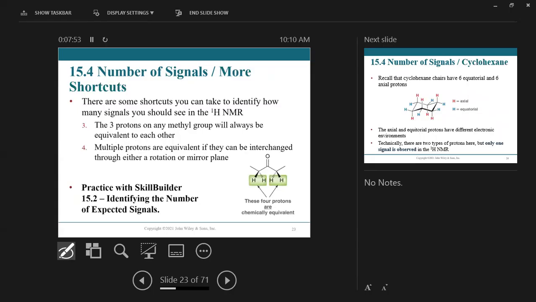It says the 3 protons on the methyl group. The methyl group, what they're talking about is right here, so they're going to be equivalent. These 4 protons are equivalent too.